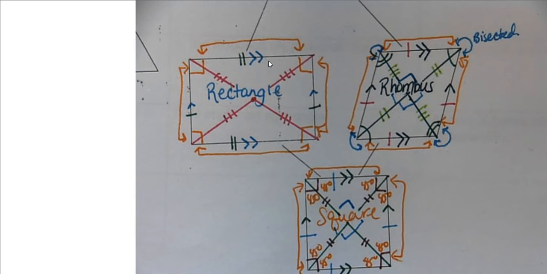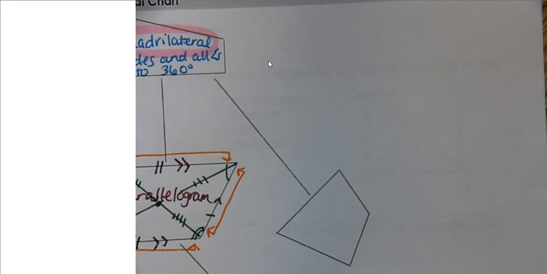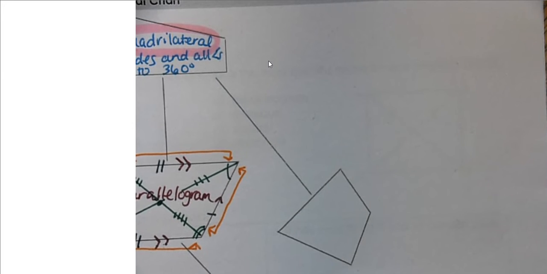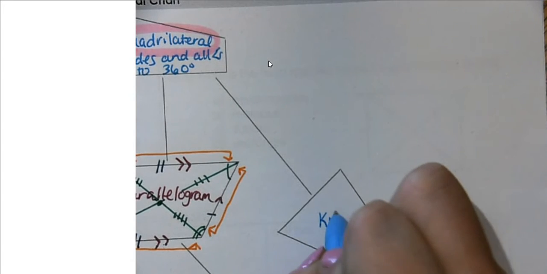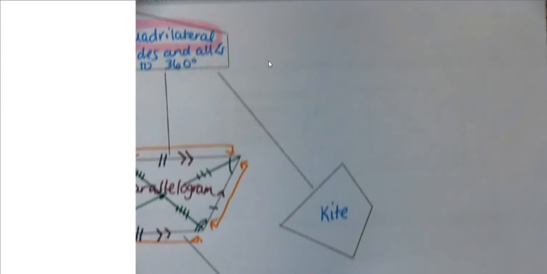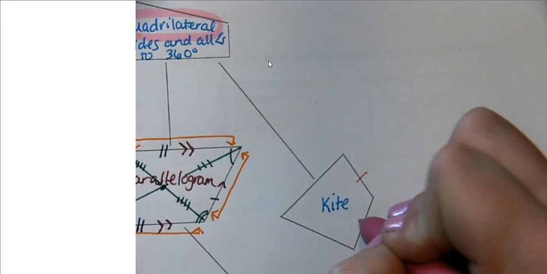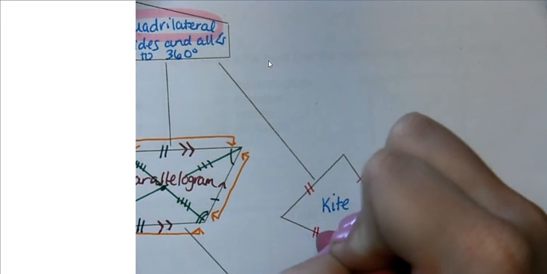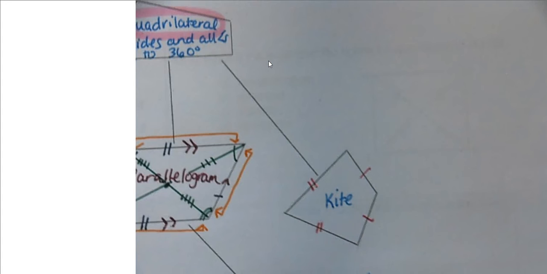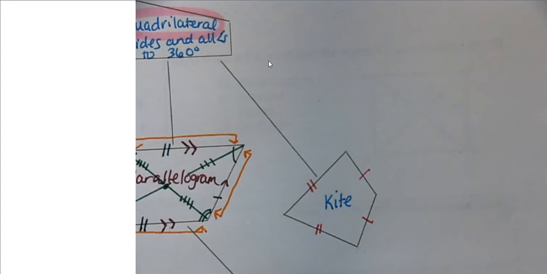Now let's go ahead and talk about a kite. So another shape that's connected to quadrilateral that has no other shapes connected to it is a kite. So let's go ahead and write down kite. A kite has no parallel sides. Instead, it has 2 pairs of consecutive congruent sides. Those consecutive congruent sides touch each other.